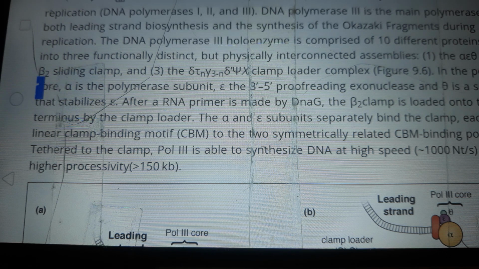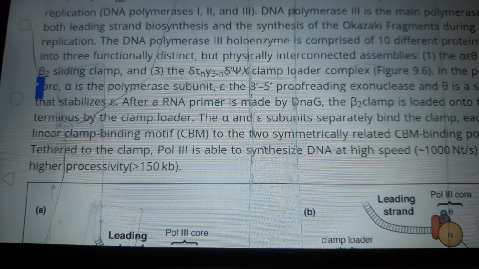Okay. In the polymerase core, alpha is the polymerase subunit, epsilon the 3' to 5' proofreading exonuclease, and theta is a small subunit that stabilizes epsilon. After an RNA primer is made by DnaG, the beta-2 clamp is loaded onto the primer terminus by the clamp loader. The alpha and epsilon units separately bind the clamp, each via a short linear clamp binding motif, CBM, to the 2 symmetrically located CBM binding pockets of beta-2.